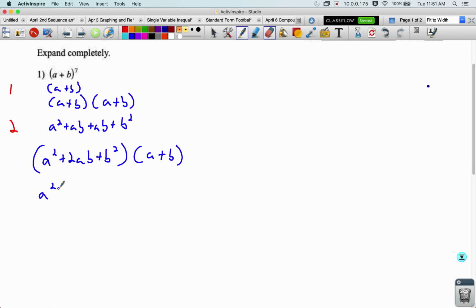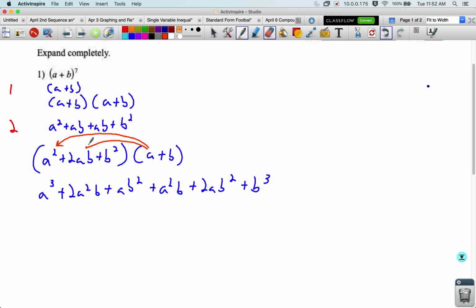I'm going to get a cubed plus 2a squared b plus ab squared plus a squared b plus 2ab squared plus b cubed. What I'm doing is I'm distributing this a to every term first. That's where I got these first three terms. And then I am distributing the b. And that's where I got these second three terms.